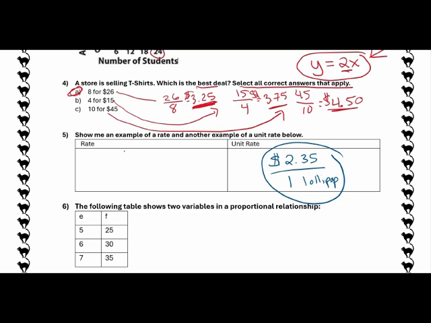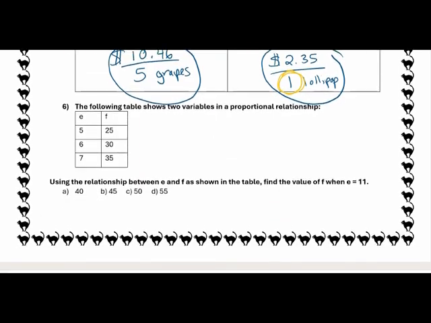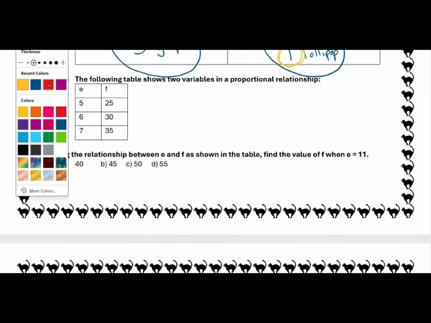Now for a rate, it could just be something as simple as $10.46 for 5, I want to say grapes, but that's very expensive, but it's a rate. Okay, it's not a good rate, but it's a rate. It works. Okay, so for unit rate, the denominator is always 1. That's the difference.